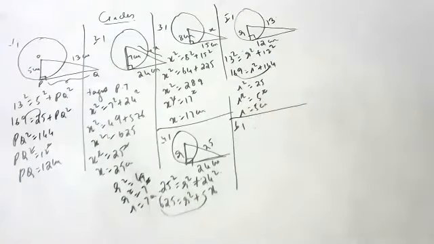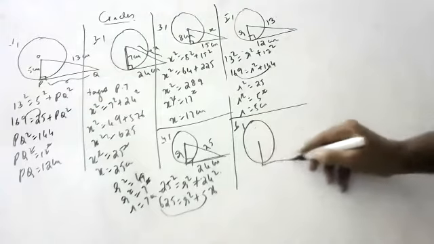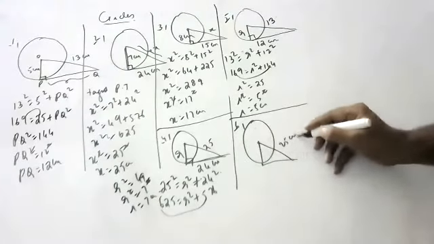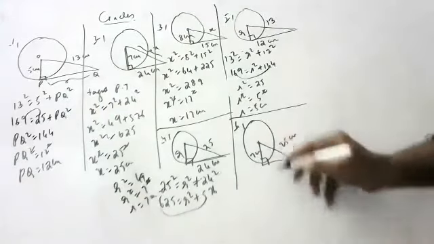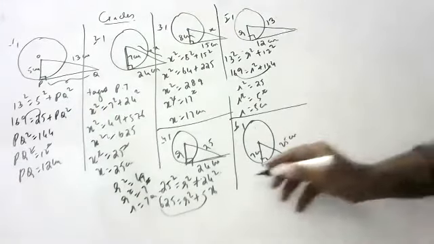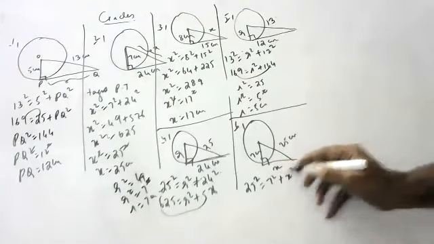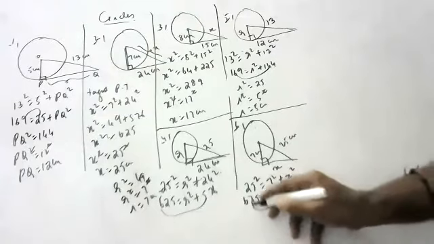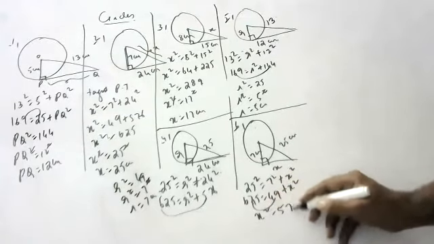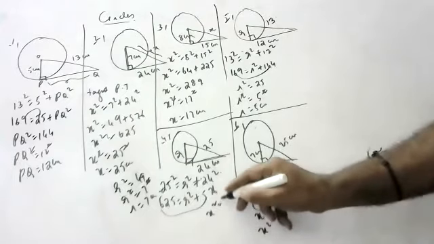Next question, sixth question. Find the length of the tangent from point P whose distance from the center of the circle is 25 centimeters, and the radius is 7 centimeters. What is the length of the tangent? 25 square is equal to 7 square plus x square. 625 is equal to 49 plus x square. 625 minus 49 is equal to x square. X square is equal to 576.